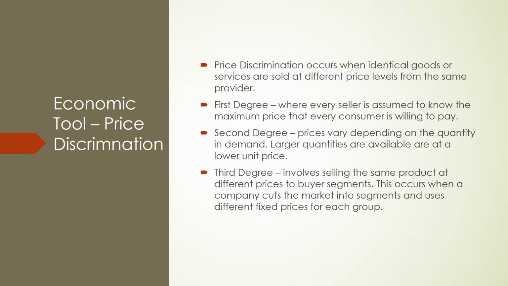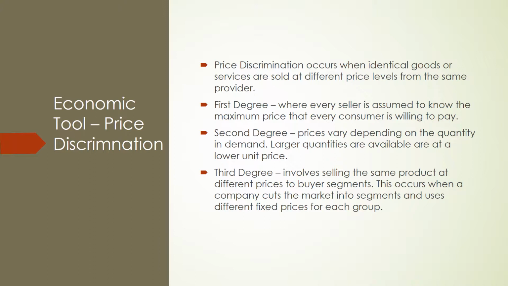Price discrimination occurs when identical goods or services are sold at different price levels from the same provider. It is categorized into three types. First degree, where every seller is assumed to know the maximum price that every consumer is willing to pay. This occurs when firms charge different prices for every unit consumed. The firm is able to charge the maximum possible price for each single unit, which enables them to acquire all available consumer surplus.